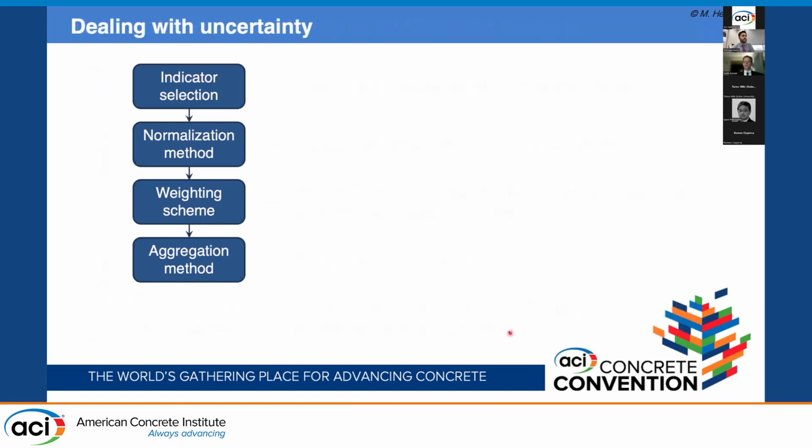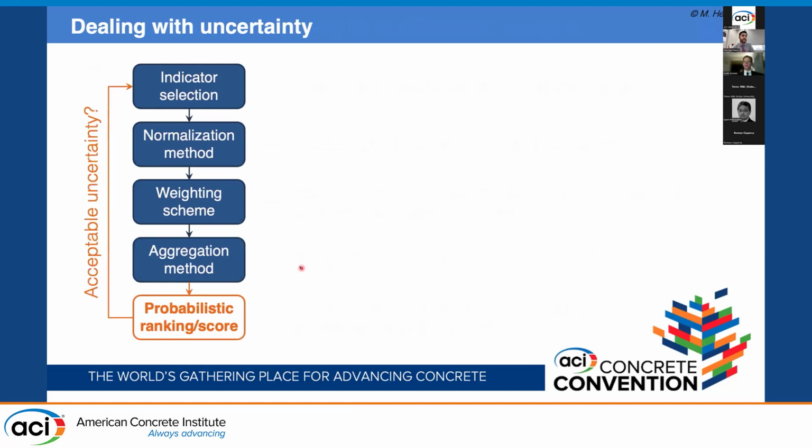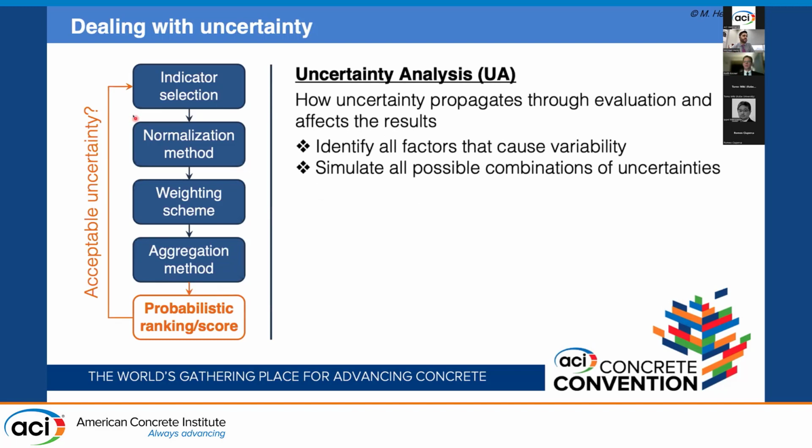Well, we can do this by carrying out the sustainability evaluation probabilistically. Instead of applying a single methodology, we apply multiple methodologies and create a probability distribution. Then we look at the uncertainty associated with the scores, or with the sustainability evaluation results, of each alternative. And then we make a decision: do we accept this level of uncertainty or not in our decision making?